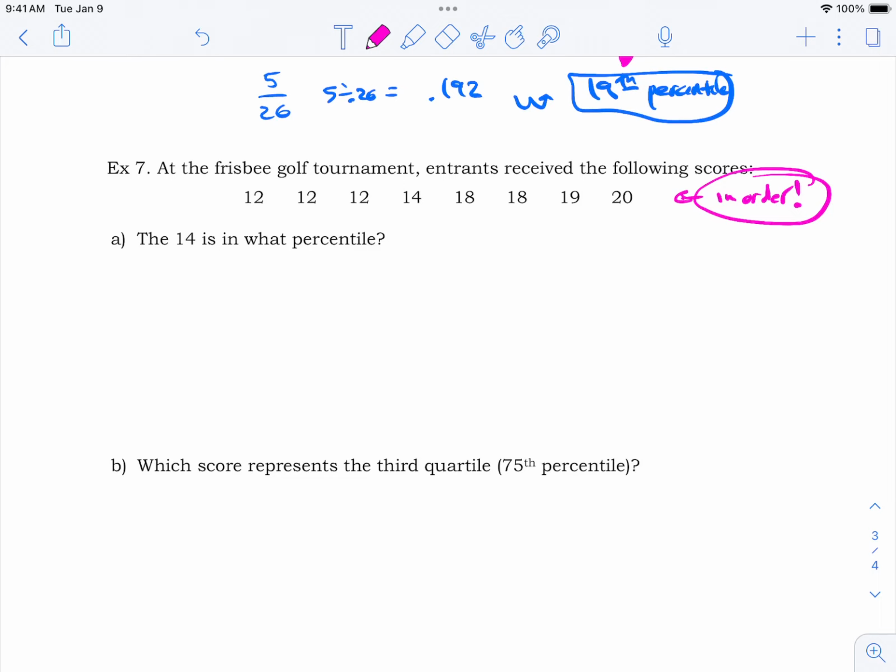Okay, now we can do stuff like this. The 14, where's that? It's right there. It's in the 4th position. Percentiles are about the position. It's in the 4th position out of, and then how many positions have we got here? We've got 8 positions. So we're in the 4th position out of 8, which is a half, which is 0.5, which is the 50th percentile.